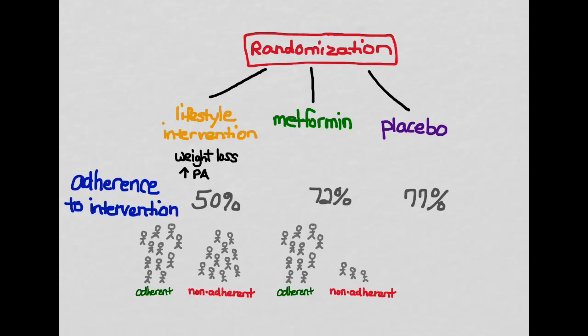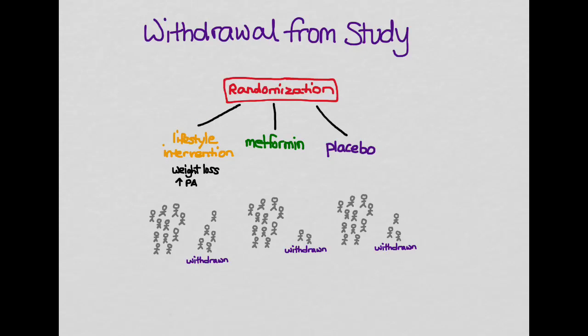The other reason to include non-adherent people in your analysis is that it gives a more accurate reflection of what you can expect from the treatment. So in clinical practice, there are also many patients who are non-adherent. So it's more realistic to include non-adherent patients.